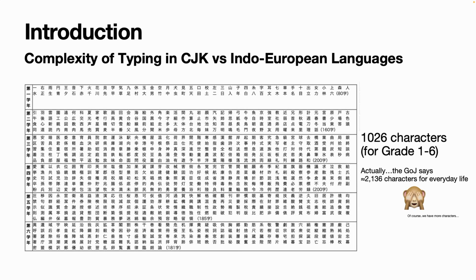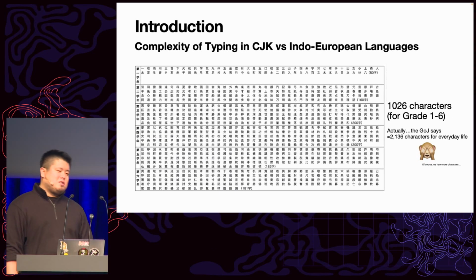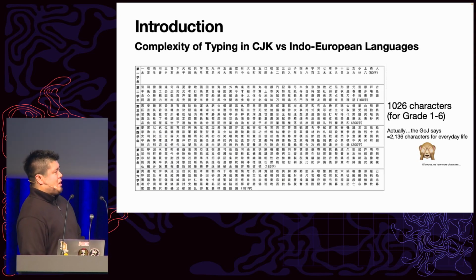Well, that's why you need an input method engine that converts the letters that you type into the combination of the first set of characters you saw, which then converts to some of those other characters. In Japan, you have to learn at least 1,026 of them, but the Japanese government says you need to know at least 2,000 to live your life in Japan, so that is complicated.